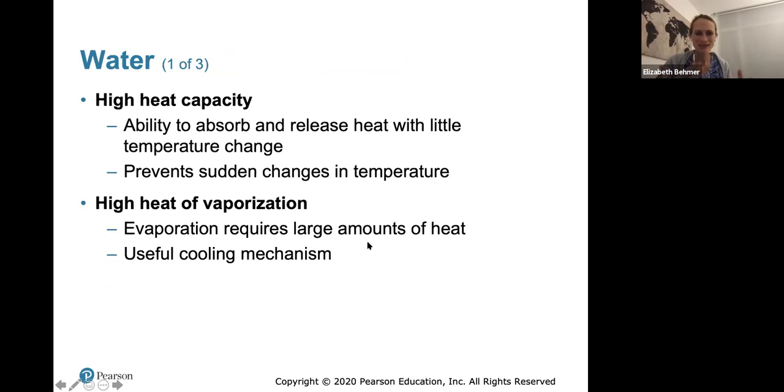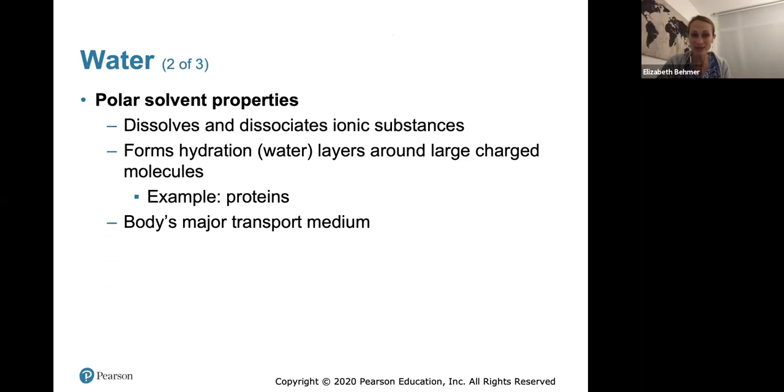Let's go through these characteristics of water. The high heat capacity is the ability to absorb and release heat with little temperature change. So this gives water the ability to prevent sudden changes in temperature. The high heat of vaporization means evaporation requires large amounts of heat, so it's a useful cooling mechanism.